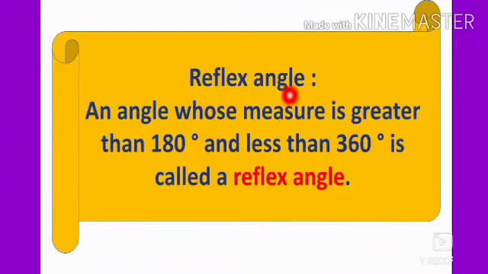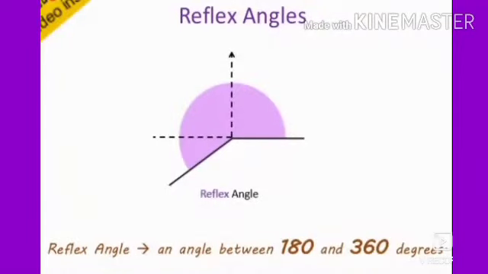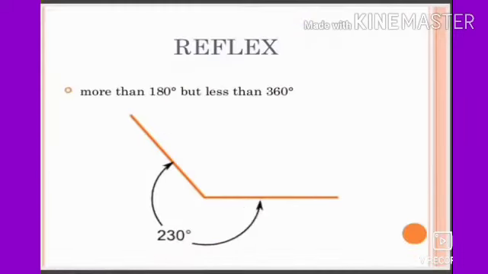Now, reflex angle. An angle whose measure is greater than 180 degree and less than 360 degree is called a reflex angle. That is an angle between 180 and 360 degrees. For example, 230 degree, which is more than 180 degree but less than 360 degree, which is a reflex angle.